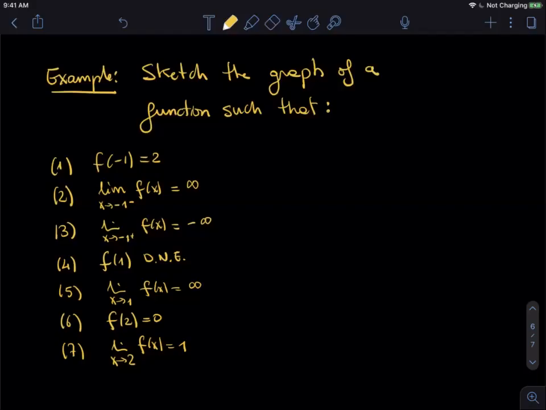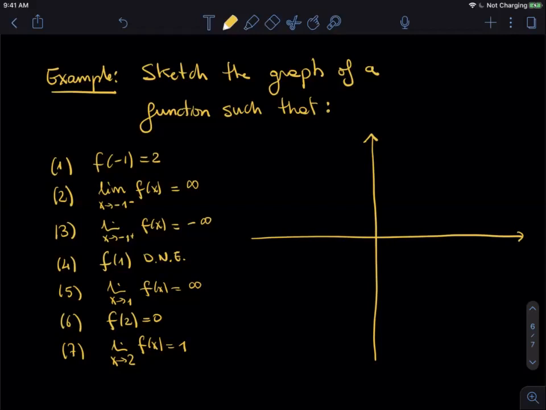Let's do now the following example, where we want to sketch the graph of a function that satisfies these 7 conditions. So let's go one by one. As usual, we need a pair of axes, and let's put here the conditions, and then we see how to connect those conditions.